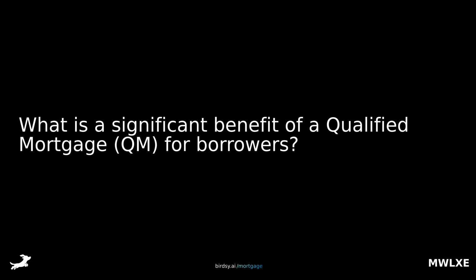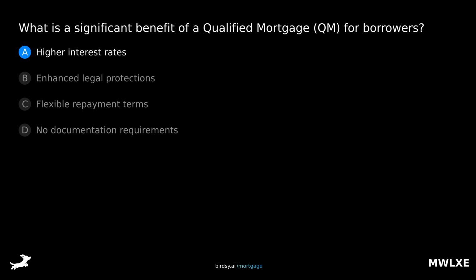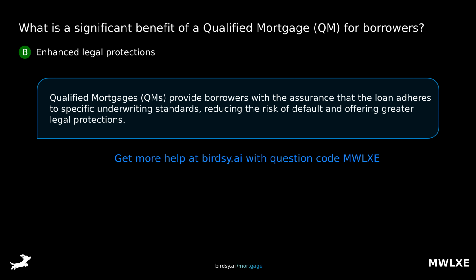What is a significant benefit of a qualified mortgage for borrowers? Is it A, higher interest rates, B, enhanced legal protections, C, flexible repayment terms, or D, no documentation requirements? The answer is B, enhanced legal protections. Qualified mortgages provide borrowers with the assurance that the loan adheres to specific underwriting standards, reducing the risk of default and offering greater legal protections.